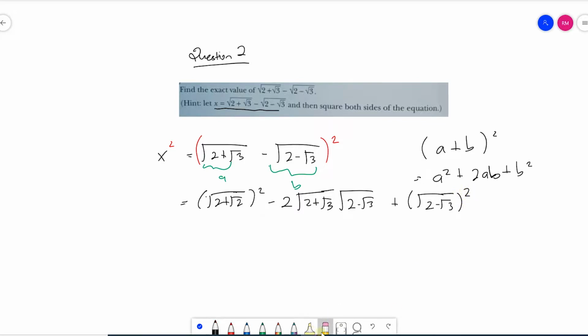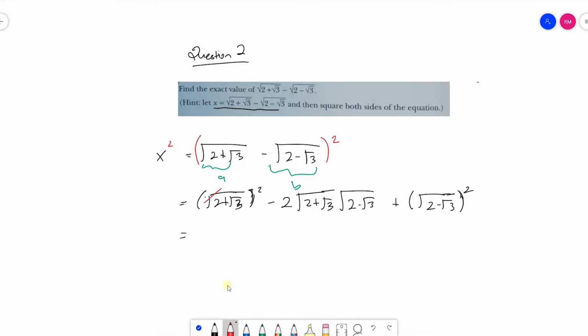All right, maybe I'll just wipe this first. Now when we want to expand this bracket, we should know that if we want to square a square root, the square and the square root can cancel off each other. So the one that is going to remain is 2 plus surd 3, and then minus 2.